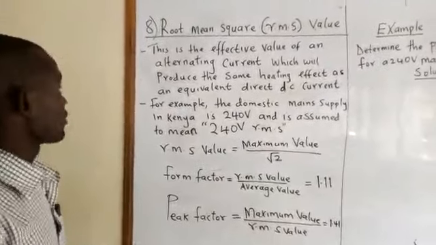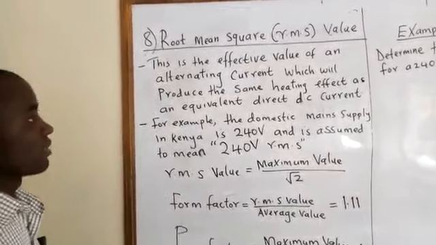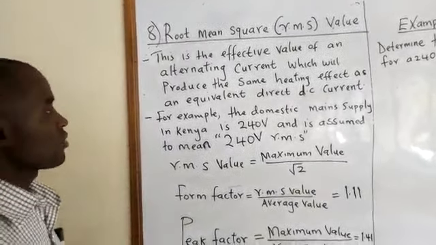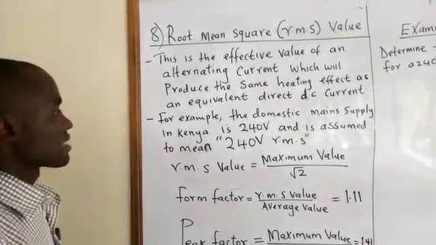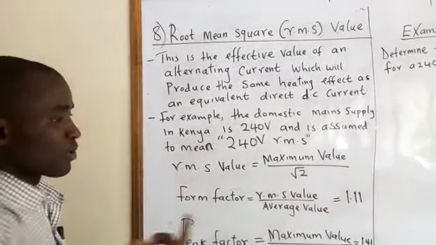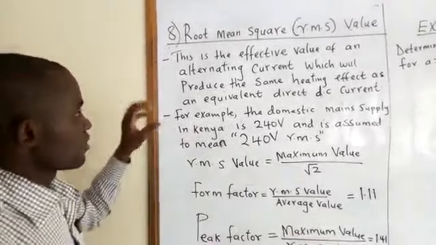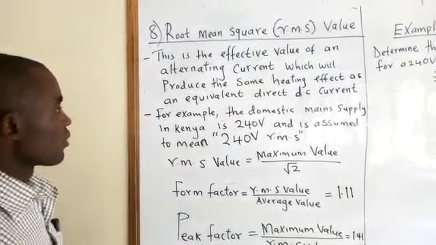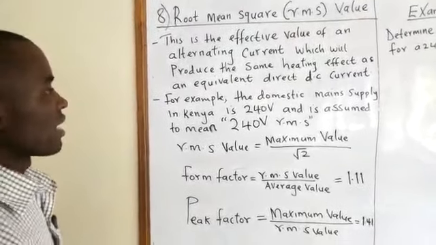We are moving on to the 8th term. We are defining the root mean square value, which is denoted by RMS value. This is the effective value of an alternating current which will produce the same heating effect as an equivalent direct current, DC. So we are trying to look at the value that we can get from an alternating current compared to a DC. So that is how you define the root mean square, the effective value of an alternating current which will produce the same heating effect as an equivalent DC, that is direct current.